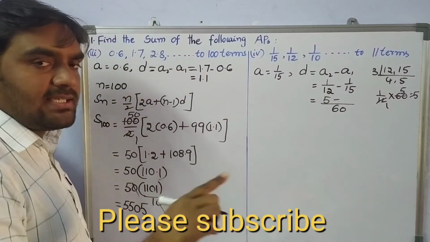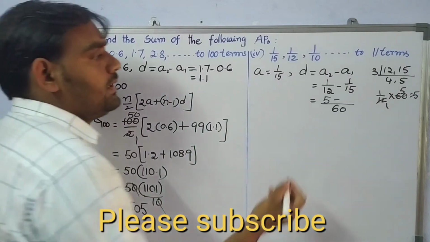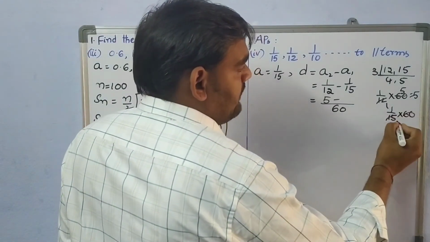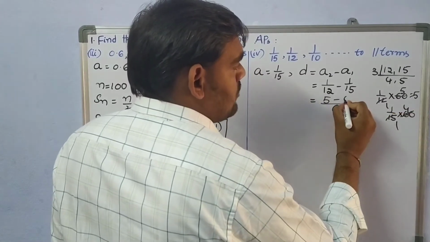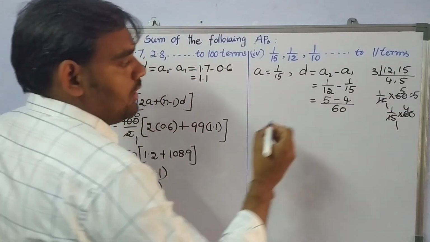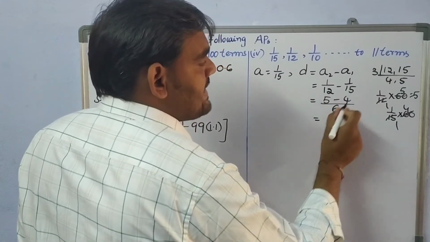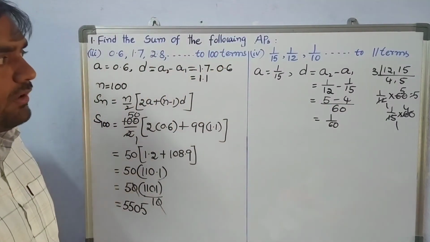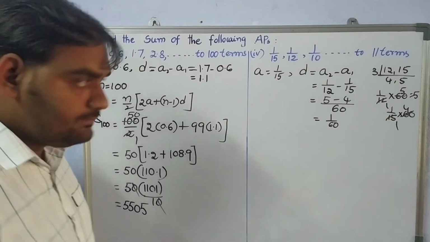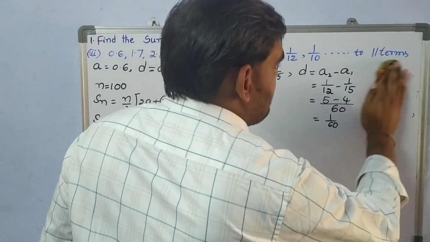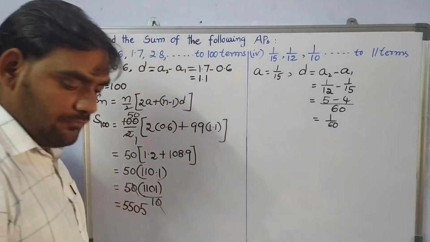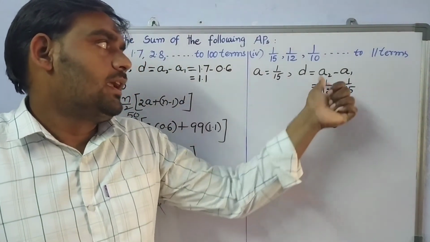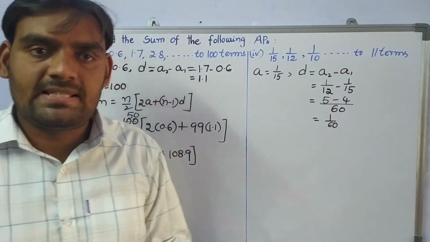Minus. Next, each and every fraction we should multiply with the LCM. That is 1 by 15 into 60. 15 ones are, 15 fours are 60. So here the value is 4. Now the result is 5 minus 4 by 60. We will get 1 by 60. See here, the LCM is 60. After that, if we multiply each and every fraction with the LCM, we will get 1 by 60. a2 minus a1 is nothing but 1 by 60 we got.